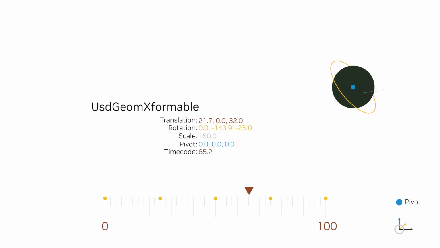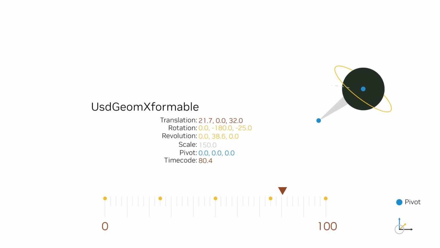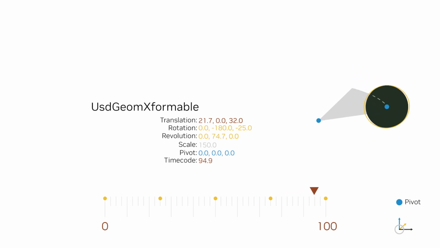XFormable prims support arbitrary sequences of transformations, which gives power users a lot of flexibility. A user could place 2 rotations on a planet prim, allowing them to control revolution and rotation around 2 different pivots on the same prim. This is powerful, but complicates simple queries like, what is the position of an object at time 101.0?